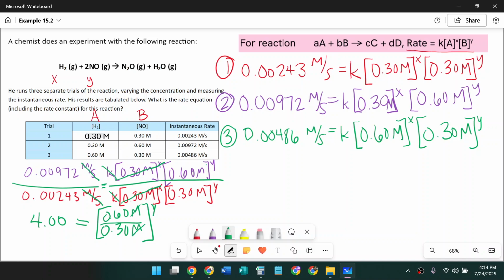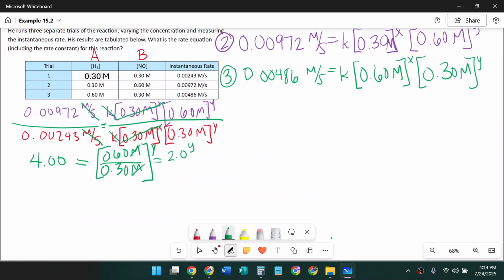These units will cancel, and you can probably see what 0.6 divided by 0.3 is. If I multiply the top and bottom of that fraction, I would have 6 over 3, so I'm going to have 2 on that side. I have 2 significant digits, so that would be 2.0 to the y. So let's look at this real quick. I'm going to simplify it and then add back in. I have 4 equals 2 to the y. What could y be? 2 to the what is 4? Let's put our stuff back. Y equals 2. So now we have the rate order for B.